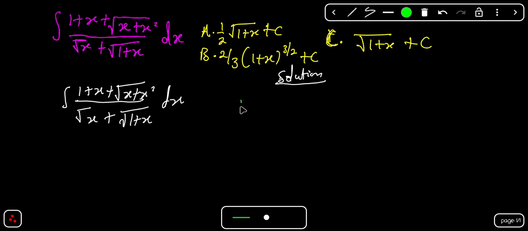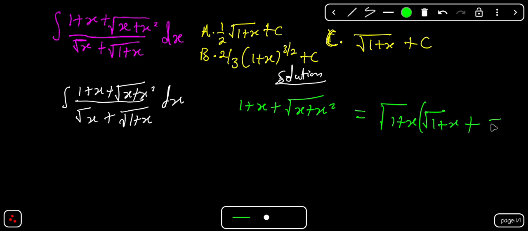The numerator, which is 1 plus x plus square root of x plus x squared, is the same thing as square root of 1 plus x, multiplied by the bracket square root of 1 plus x, then plus square root of x. Do you know that because square root of 1 plus x multiplied by square root of 1 plus x will give us 1 plus x, and then square root of 1 plus x multiplied by square root of x. So if you open the bracket, x will multiply by 1, that will give us x, plus x multiplied by x, that will give us x squared. So we have this. So that is nice.